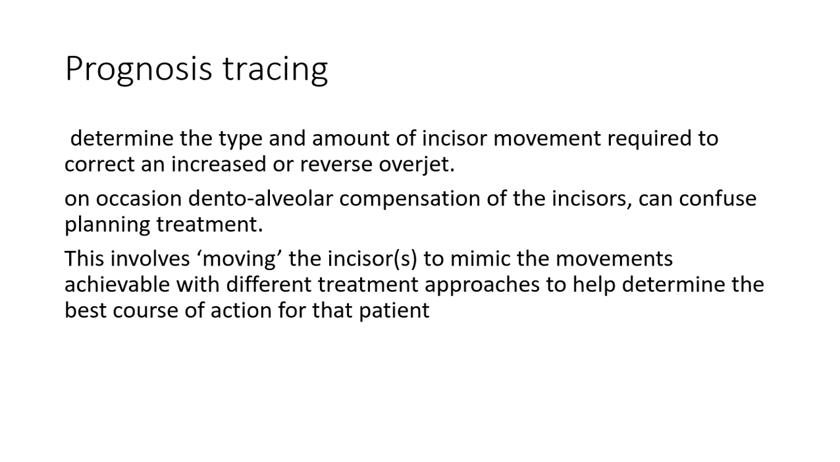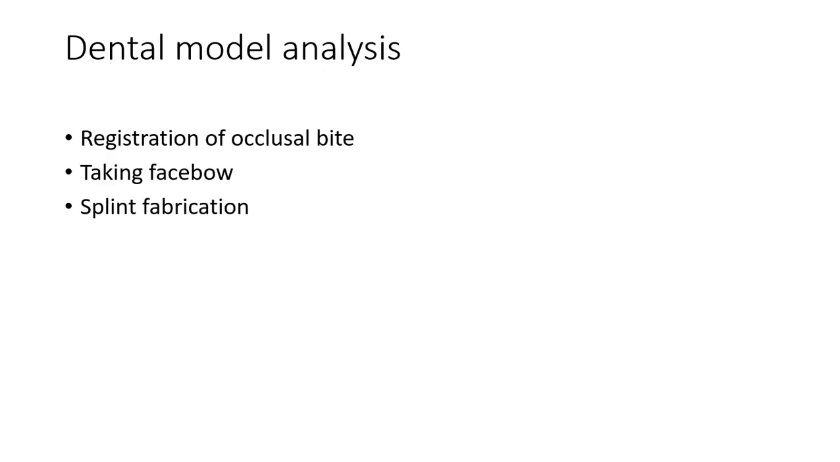So the prognosis tracing is done to mimic the movements that are achieved with different treatment approaches to help determine the best course of action for that patient. And then we should go for the dental model analysis, and the dental model analysis registers the occlusal bite, and by taking the face bow and after splint fabrication we can prescribe the orthodontic details and transfer these details to the patient.